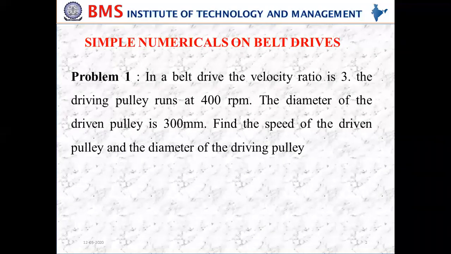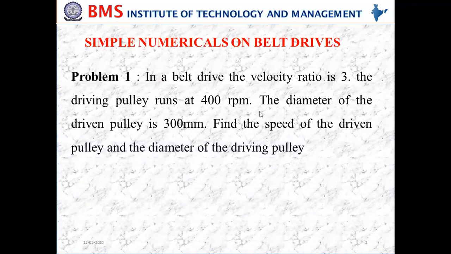Based on the velocity ratio equation, what is the velocity ratio equation? We have n2 by n1 is equal to d1 by d2. If you take n2 as the driven pulley, the speed of the driven pulley divided by the speed of the driving pulley is equal to the diameter of the driver pulley divided by the diameter of the driven pulley. Based on that equation, I am going to calculate the speed of the driven pulley, and after that the driving pulley.